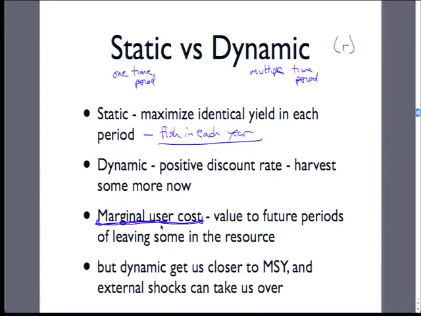We're discounting a stream of benefits. We want to have benefits equal, the discounted benefits to be equal across the different time periods. And the marginal user cost is that cost that shows us what the value of leaving some in the resource would be. But the dynamic model pulling more towards the current period gets us closer to the maximum sustainable yield.